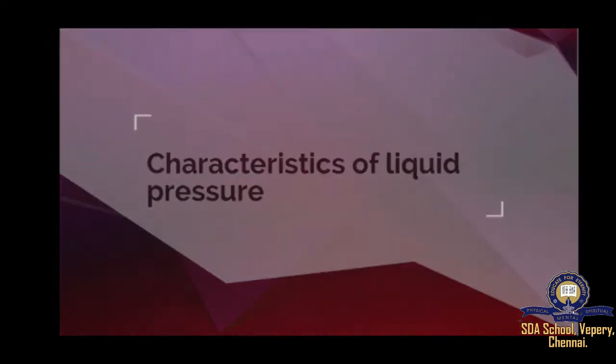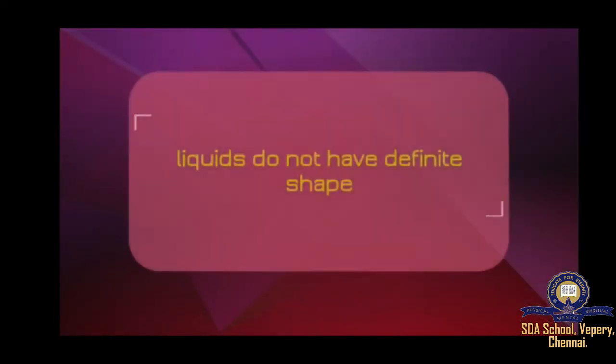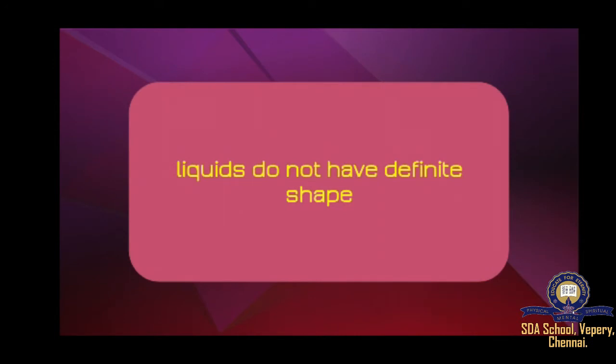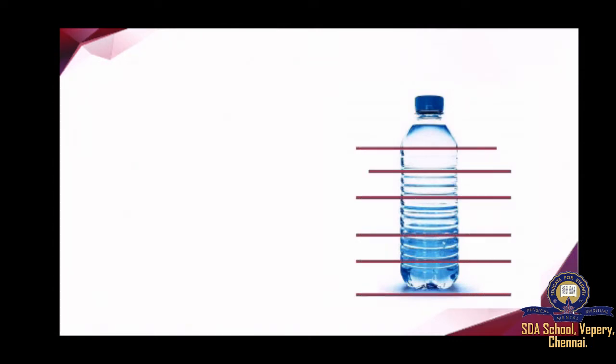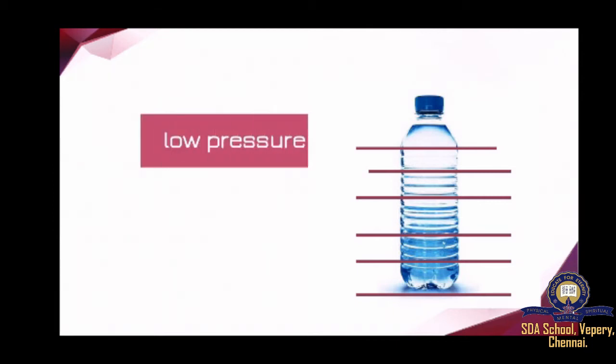Keep listening. We all know that solids have definite shape, but liquids do not have definite shape. So, they acquire the shape of the vessel in which they are kept. Right. Let us divide this water bottle into various layers. How will be the pressure in various layers? There will be low pressure at the top layer. Why am I saying this?